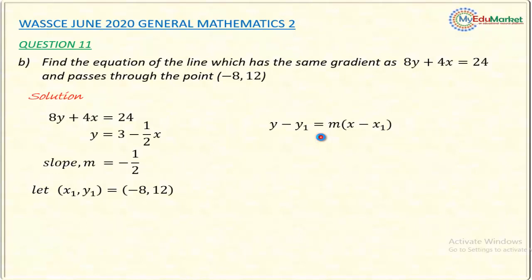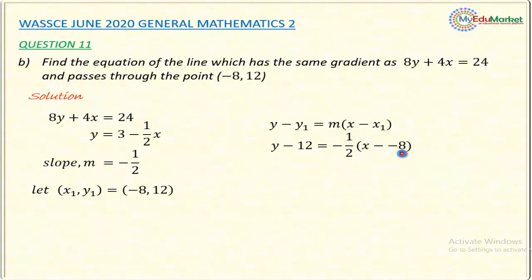So I'll now substitute the slope, the value of x1, and the value of y1 in this formula. Substituting, I'm going to have y minus 12, since y1 is 12, because I let x1, y1 equal (-8, 12). So 12 is y1 and minus 8 is x1. So I have y minus 12 equals minus 1 over 2, that is my m, into x minus x1, and x1 is minus 8. So I have x minus minus 8.